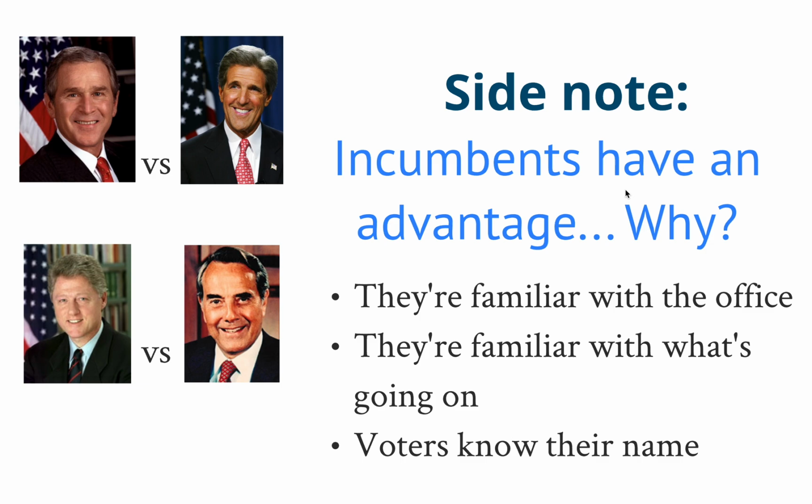Okay. This is a side note. It's not a real great place to fit it, but I wasn't really sure where else to talk about it. You need to know what this word incumbent means. An incumbent is the person who is already in office and is running again. So in 2021, Joe Biden is president. If he were to run again for president in the next election, he would be the incumbent.